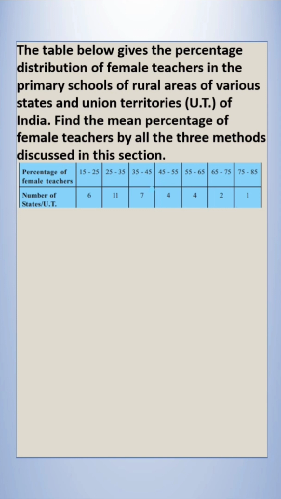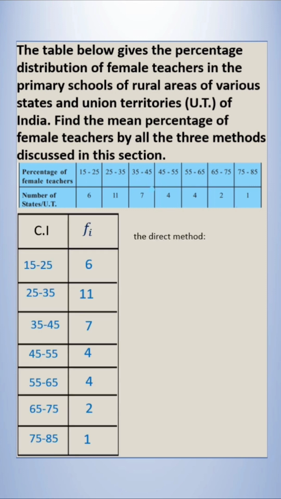First, we have to form a table which contains two columns and eight rows like this. First column contains class interval, that is percentage of female teachers. The second column contains number of states, that is frequency, Fi.